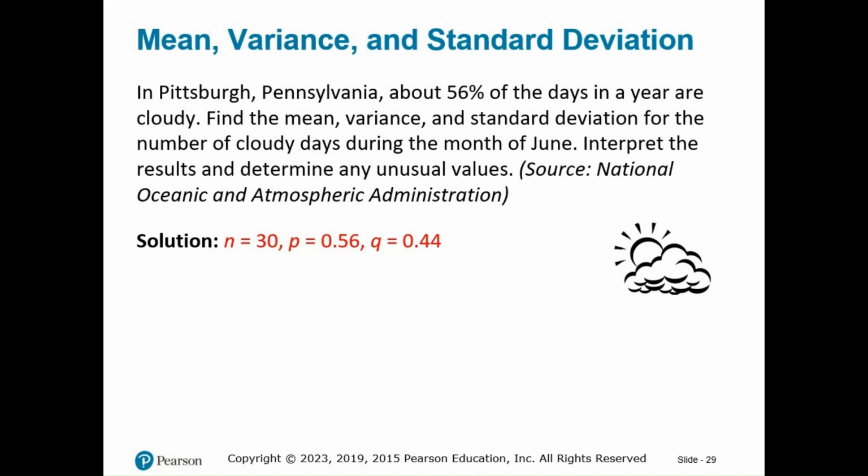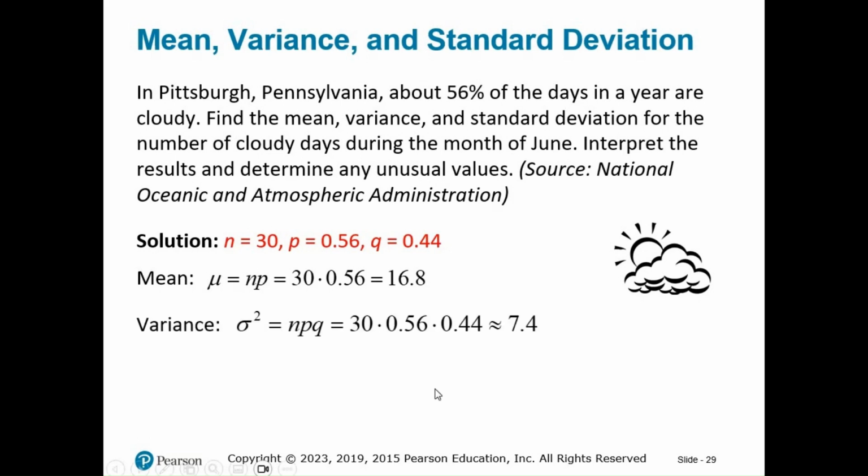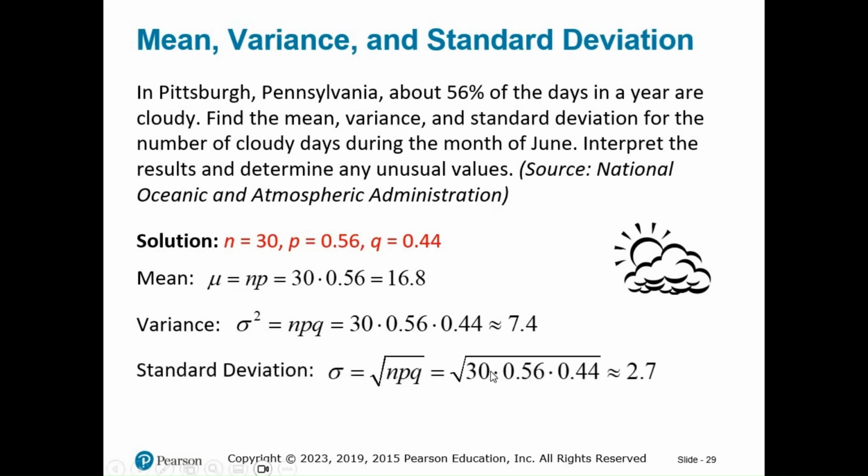So now let's use our formulas. First, the mean. Mu equals n times p. Our n value is 30 and p equals 0.56, so 30 times 0.56 equals 16.8. So we found our mean. That was simple, right? Next is variance. Sigma squared equals n times p times q. We already have n times p, which is 16.8, so we take that times 0.44 and we get about 7.4. That is our variance. Now if we take the square root of that result, we get our standard deviation, which is about 2.7.